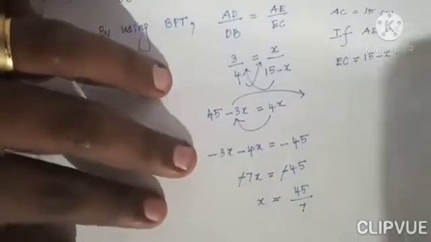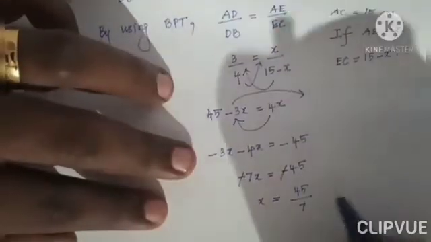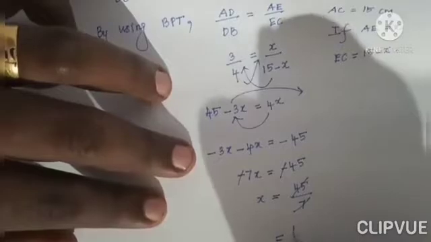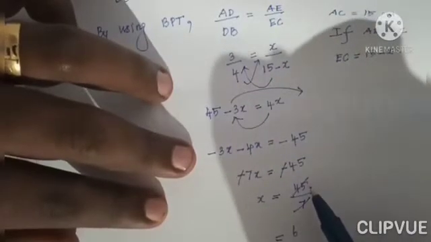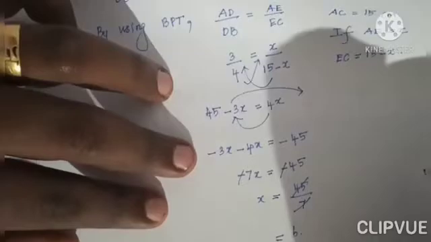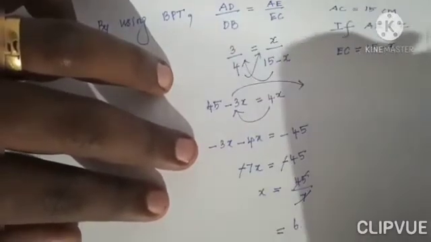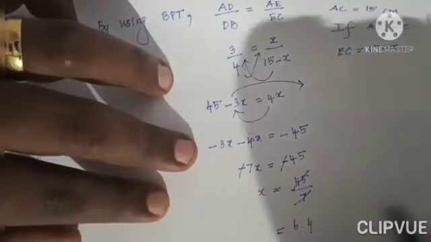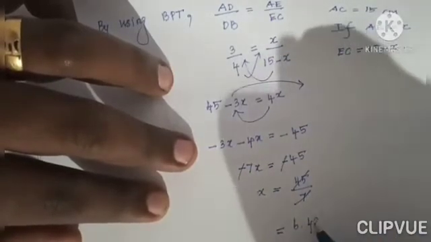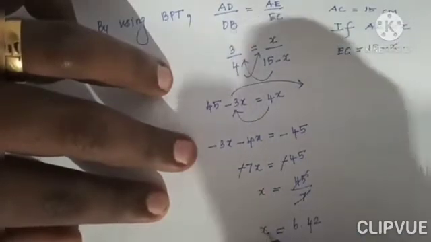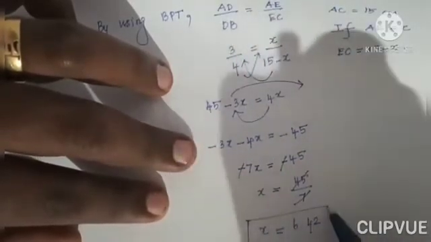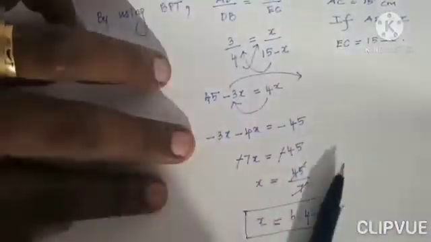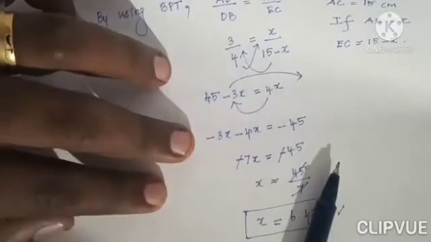45 divided by 7. How many times? 6 times. 6 sevens are 42, remaining 3. If you add a zero it becomes 30. In 30 there are 4 sevens, 4 sevens are 28, remaining 2, 20, so there are 2 sevens. So the value of X is equal to 6.42 approximately.